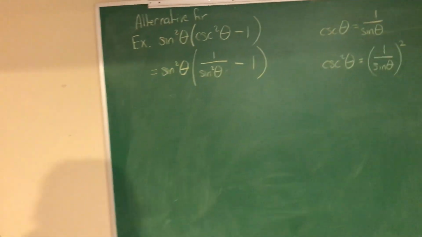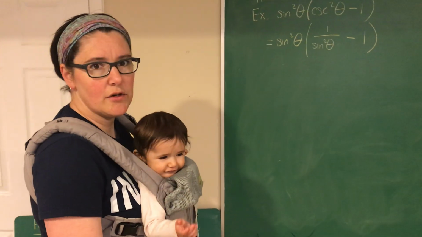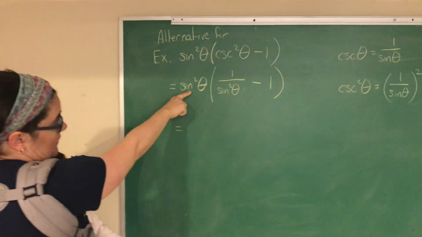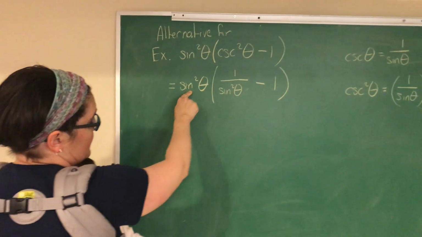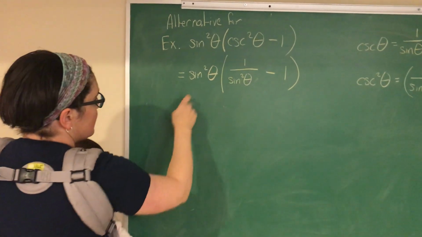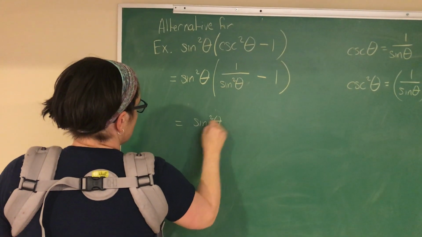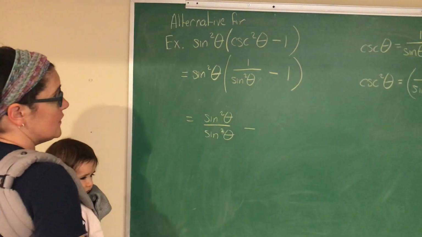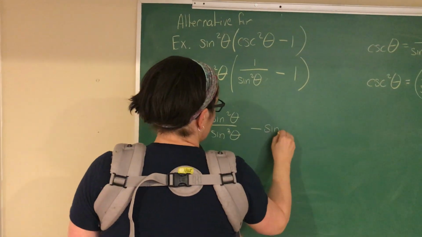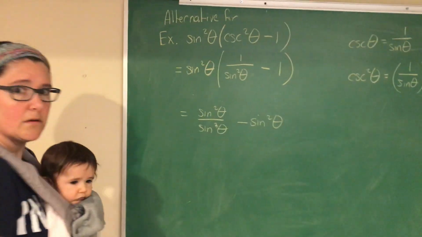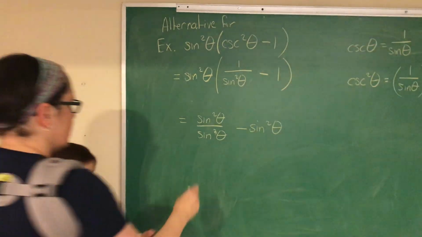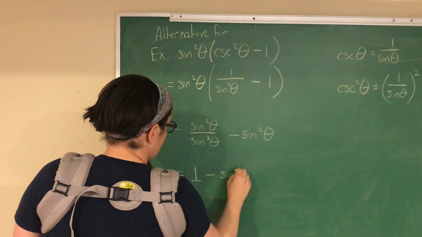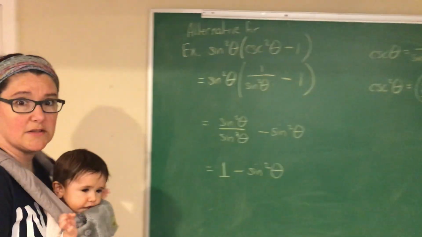Everything is in terms of sines and cosines, but there's no cosines here. If I distribute this sine squared theta from outside the parentheses into the parentheses, first I end up with sine squared theta over sine squared theta, and my second term is minus 1 times sine squared theta. So sine squared theta over sine squared theta is 1, and so we have 1 minus sine squared theta.